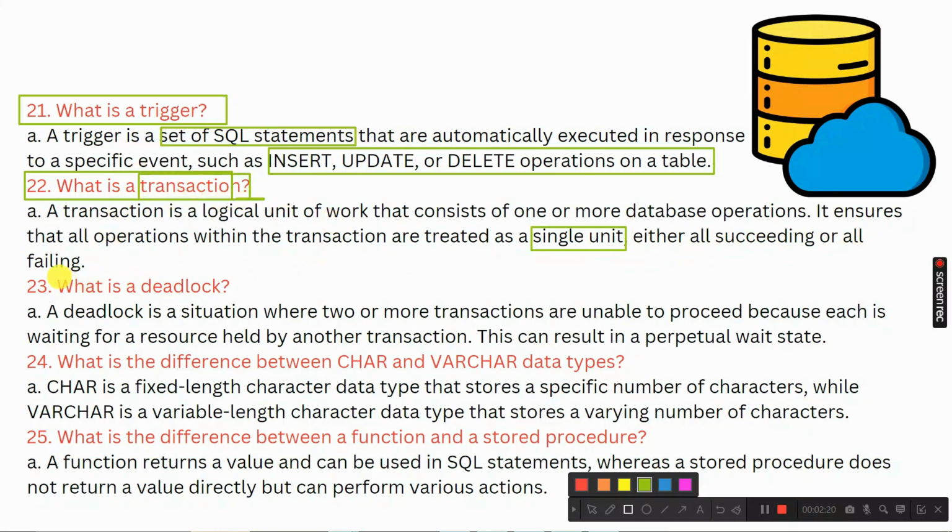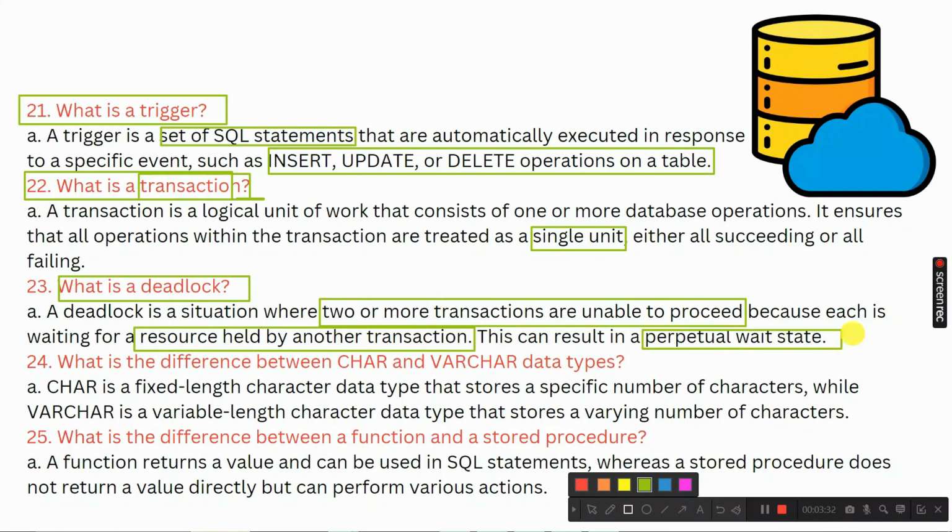Alright, then the next is, what is deadlock? Deadlock is nothing but a situation where two or more transactions are unable to proceed because each is waiting for the resource held by another transaction. This can result in a perpetual wait state. So in this situation where each transaction is waiting for a particular resource which has been held by another transaction, we call it the deadlock.